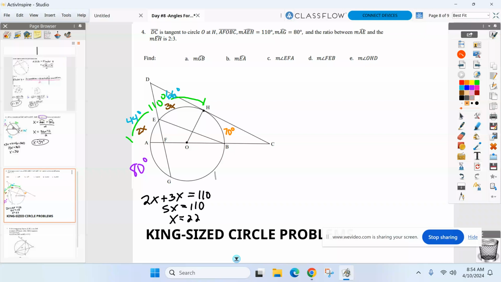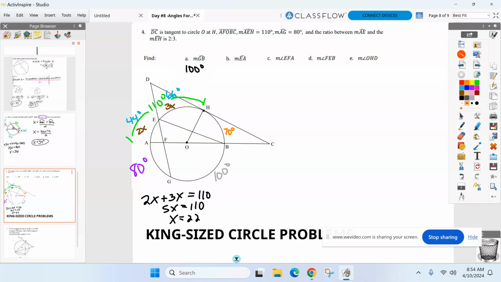GB? 100 degrees. Watch how easy this becomes once we know all the arc measures. All right, we're ready now to go A through E. Part A. Find the measure of arc GB. Oh, already found it. Done. 100.